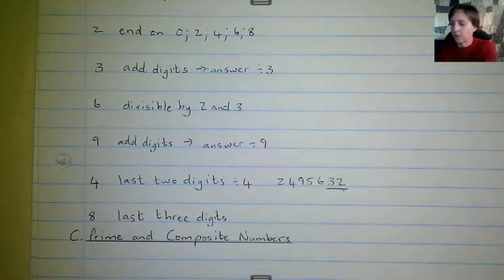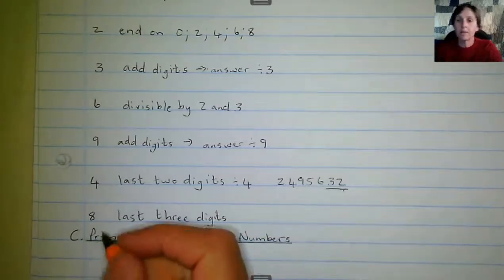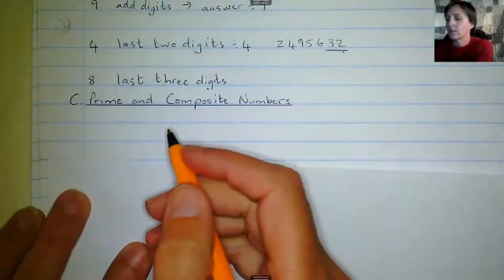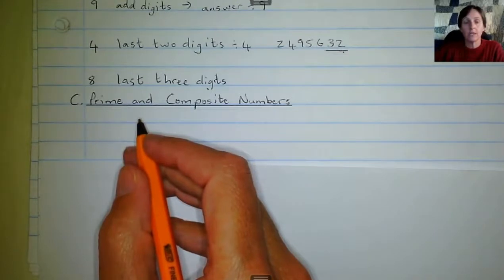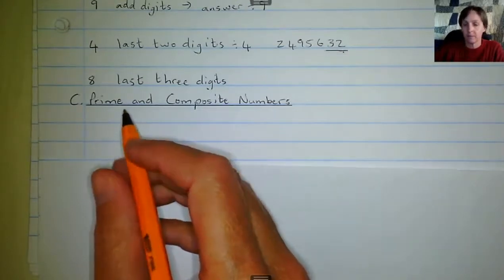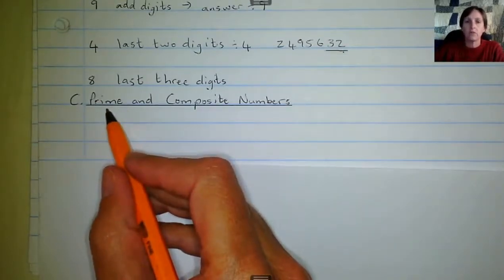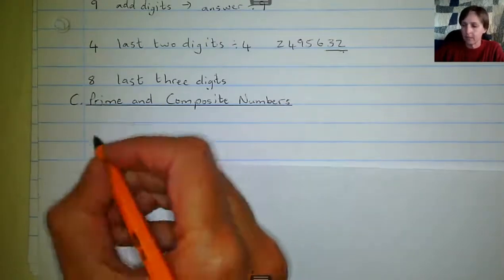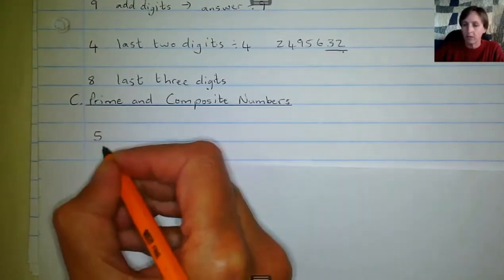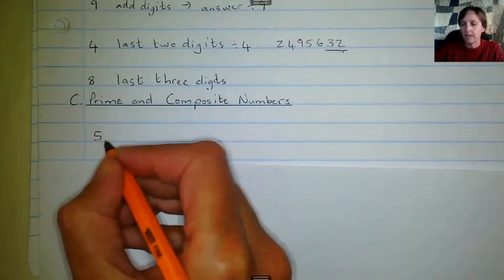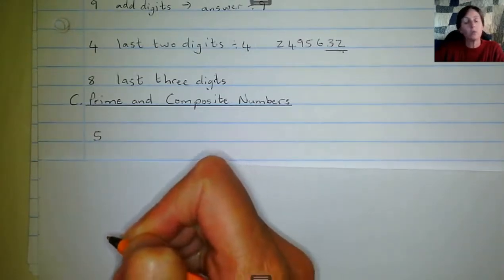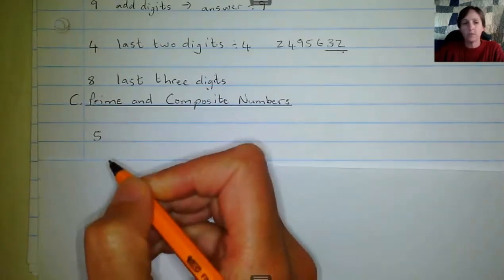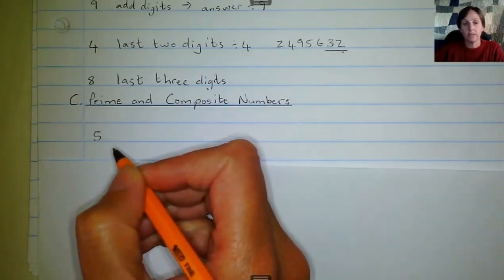Let's have a look at prime and composite numbers. A prime number has only two factors, 1 and itself. 1 is not a prime number, 1 is a unique number because it only has one factor. Prime numbers have two factors, 1 and the number itself. So for example, 5. I can only say 5 divided by 5 and 5 divided by 1, so it has two factors. Alright, composite numbers are all the other numbers. Composite numbers are numbers that have more than two factors.